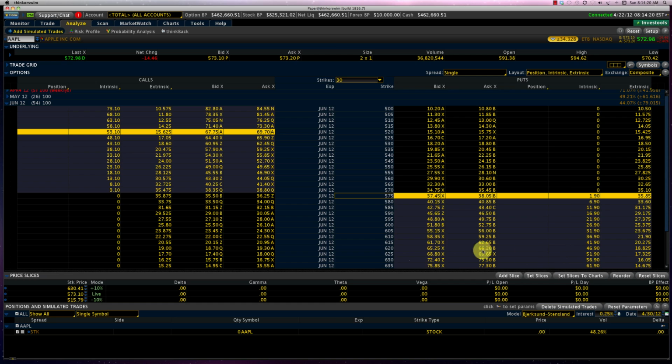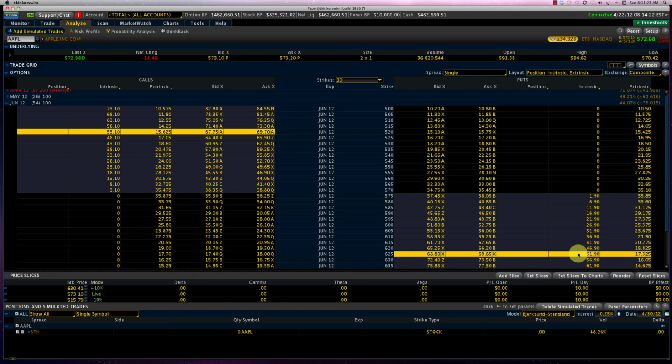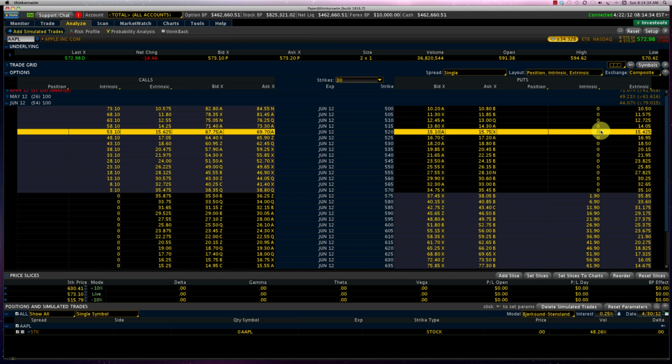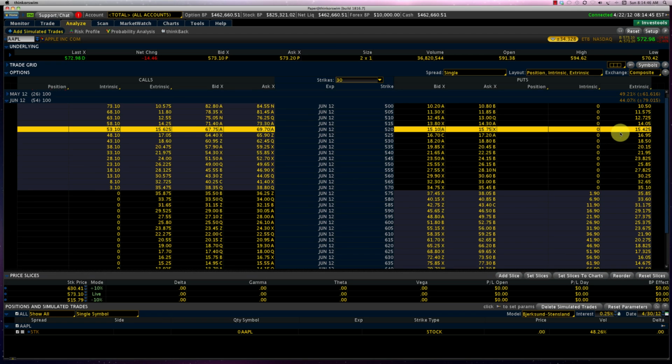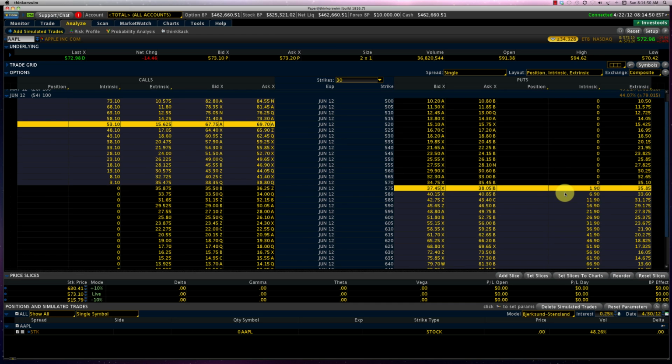And then we have the 625, which is deep in the money. It has an intrinsic value of 51, 52 almost, and 17 extrinsic value. And the 520 put option is going to have zero intrinsic value because it's deep out of the money, but it has an extrinsic value of $15. So these are the three options that we are going to model, and I'll show you the P&L diagrams of these three options. But let's just start with the first one, which is the 575.